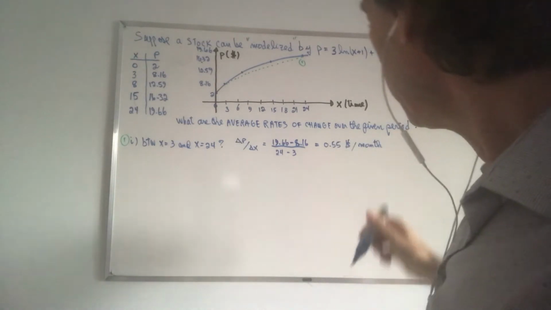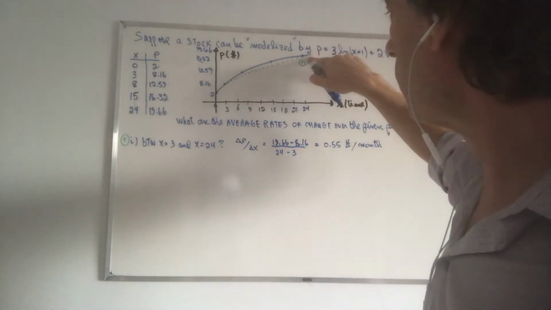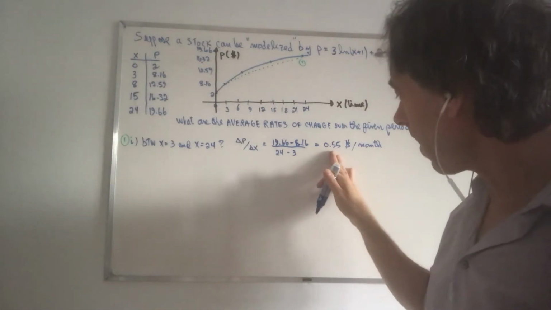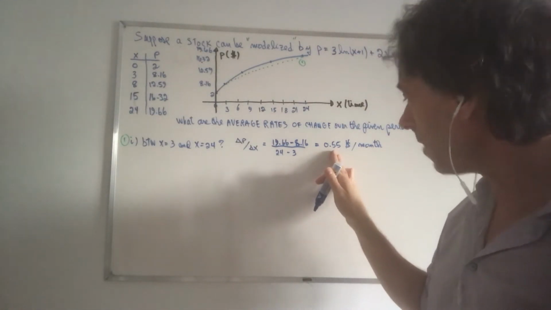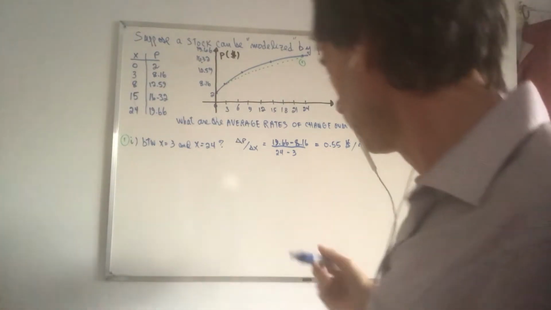So what does that mean? It means that over this long period, between 3 months and 24 months, 2 years, my stock has changed in value by plus 55 cents per month. It's not bad.